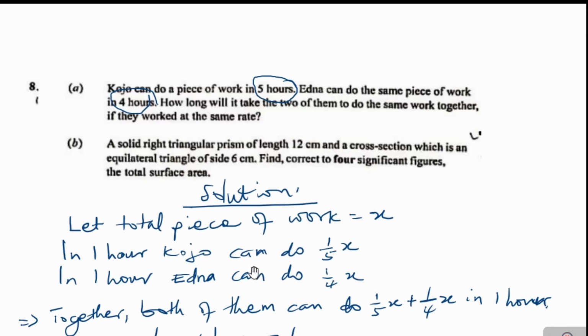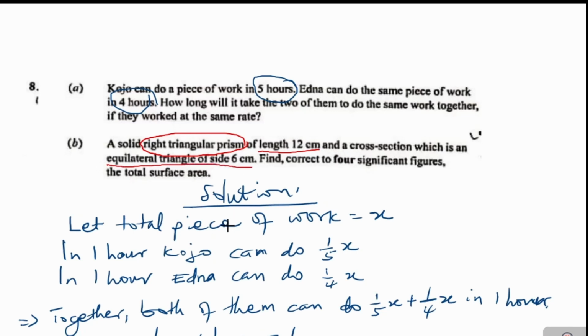As usual, we get the key facts from this question, and the facts are that we have a right triangular prism. It's a very important piece of information, and I'll explain that further as we work on it. Then another important piece of information is the fact that the length is 12 centimeters and a cross section, which is an equilateral triangle of size 6 centimeters.